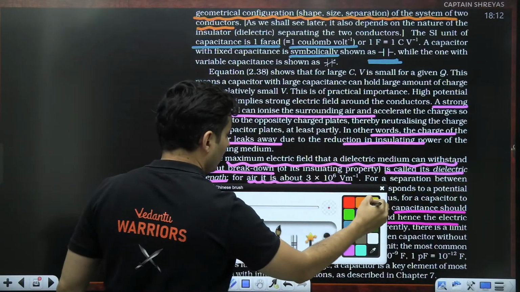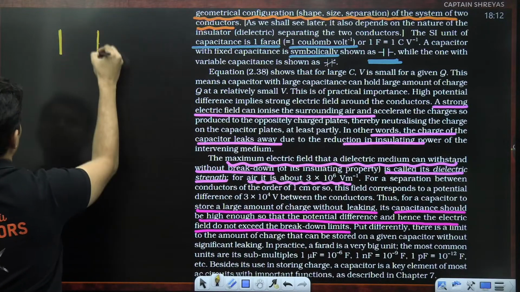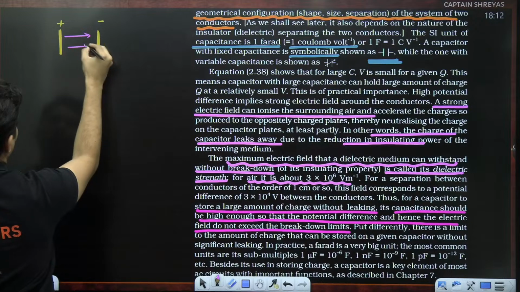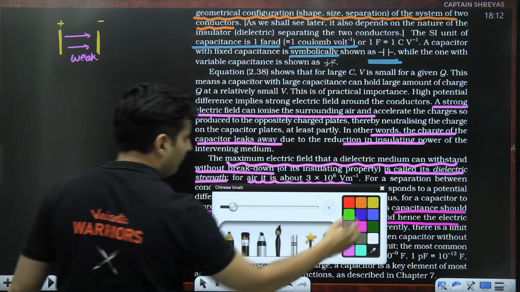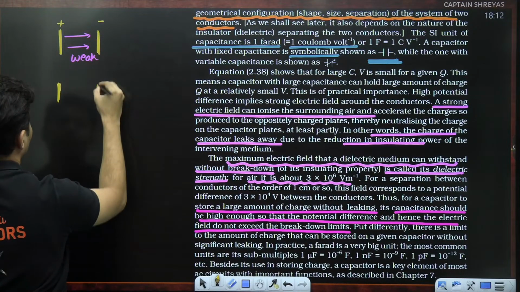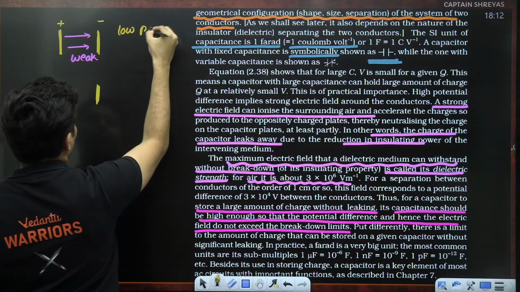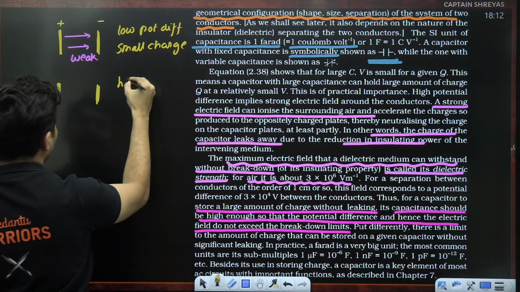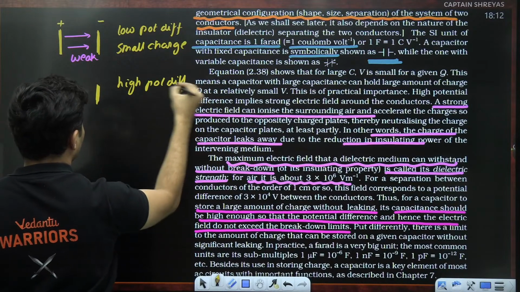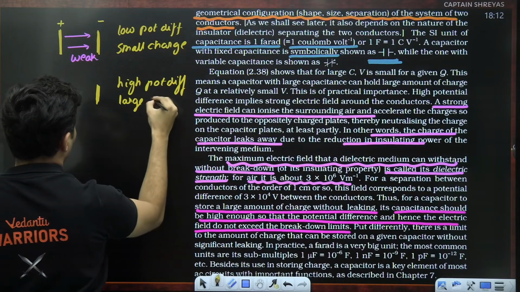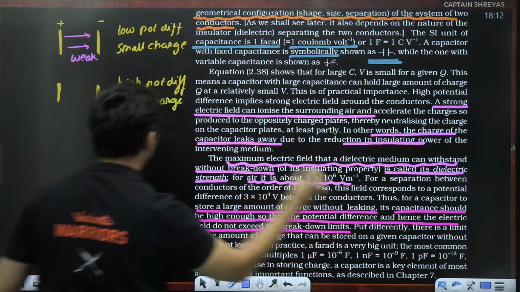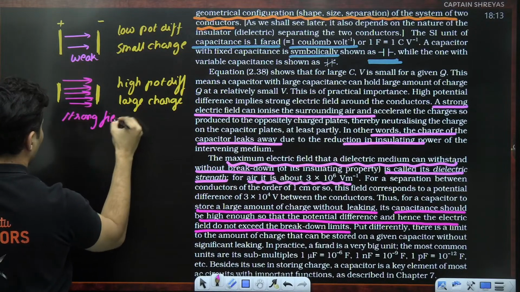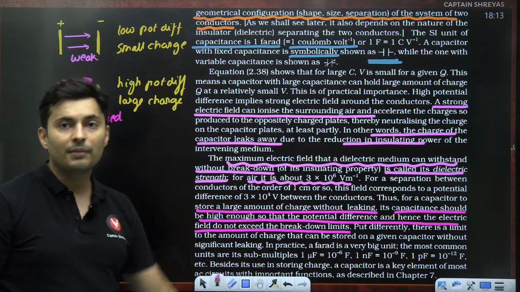When you have two plates of a capacitor, one positive, one negative, obviously there will be an electric field between them. It will be a weak electric field if there is a low potential difference and small charge on it. But if the capacitor is charged enough, with very high potential difference and a very large amount of charge, then the electric field will also be very, very strong. This strong electric field can lead to a breakdown. That is what they have told.